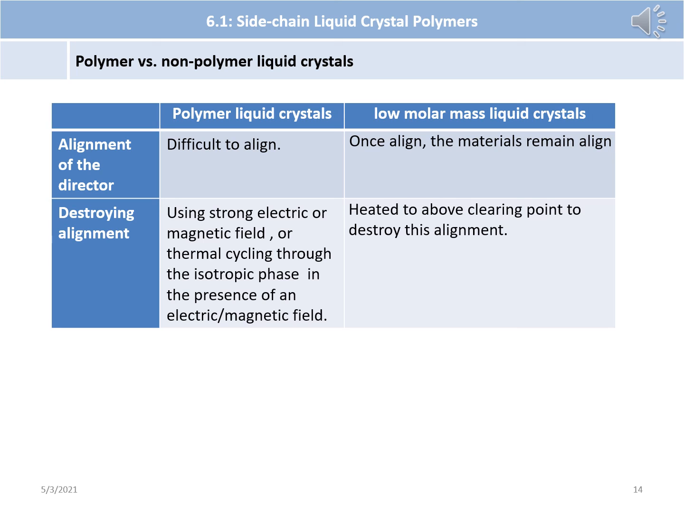Unlike the low molar mass nematic and cholesteric liquid crystals, once aligned, the materials remain aligned for months to years even in the absence of the aligning electric or magnetic field, because the chains cannot move about easily as the liquids are extremely viscous. The sample must normally be heated to above the clearing point to destroy this alignment.